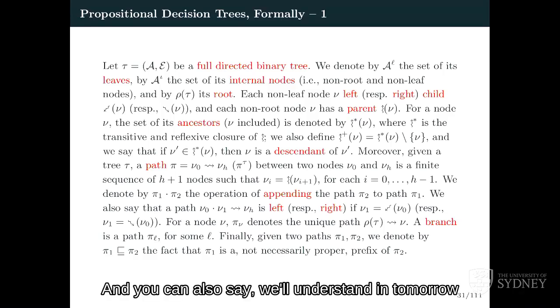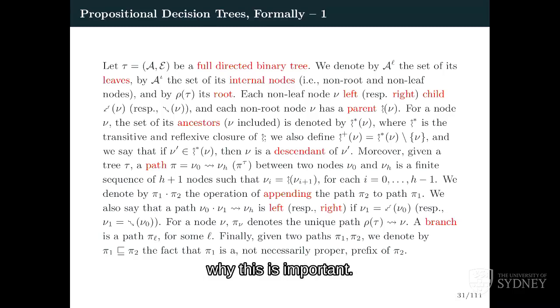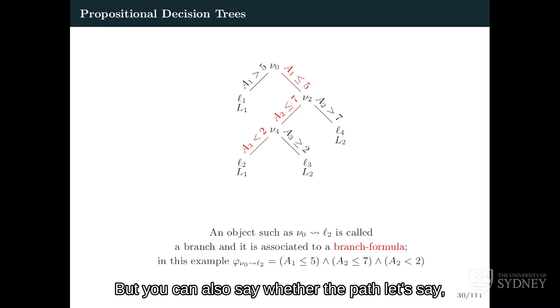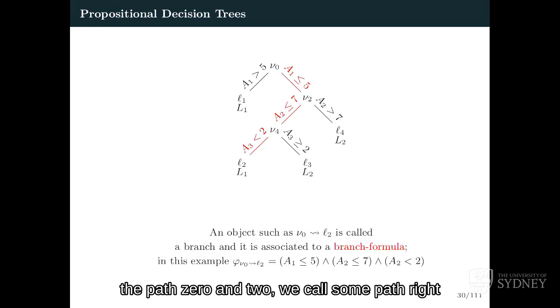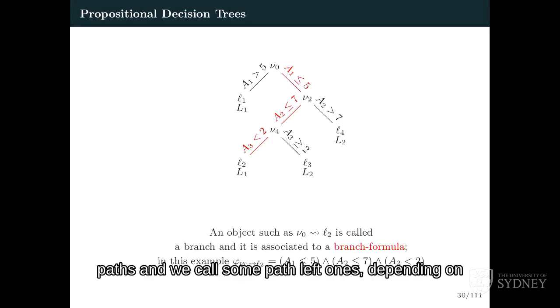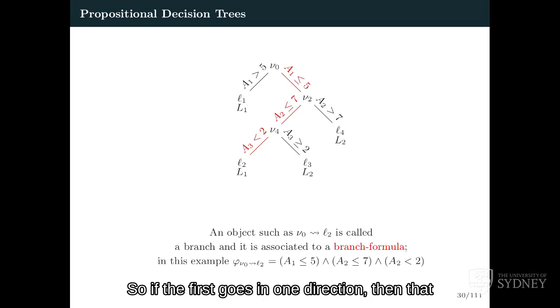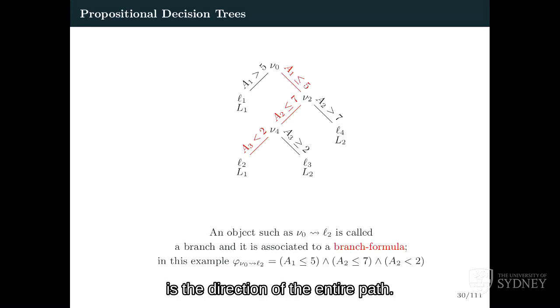And we can also say, we'll understand tomorrow why this is important, but you can also say whether the path, let's take the path nu 0 L2, we call some paths right paths and we call some paths left ones, depending on just on the first edge. So if the first goes in one direction, then that is the direction of the entire path. So this one is a right one, okay?